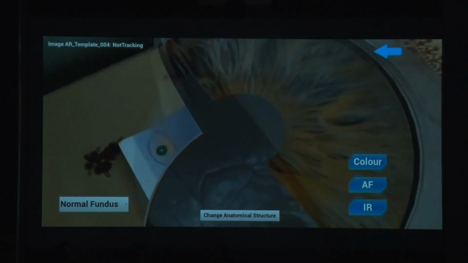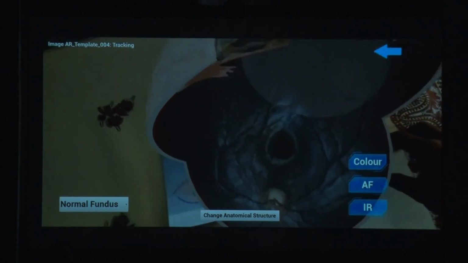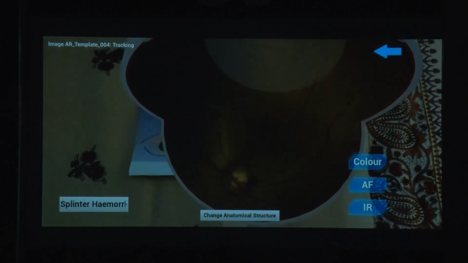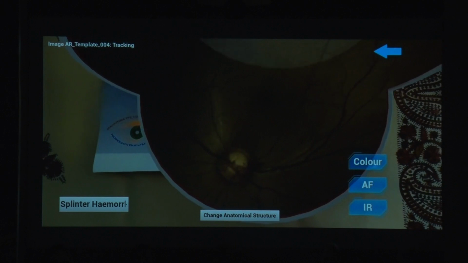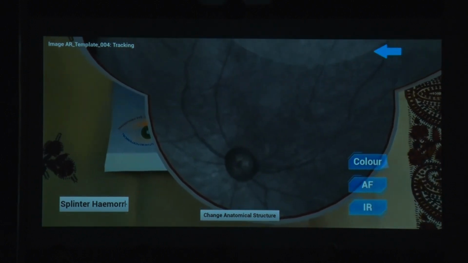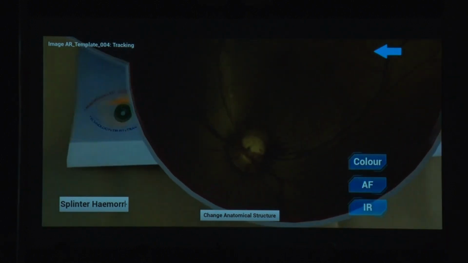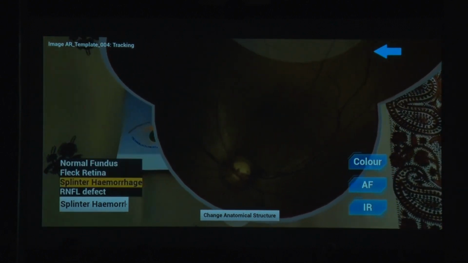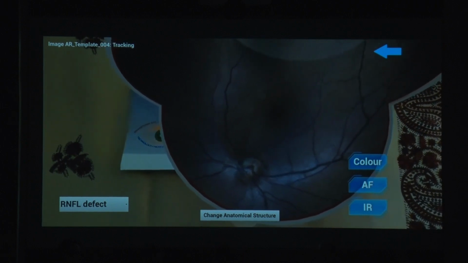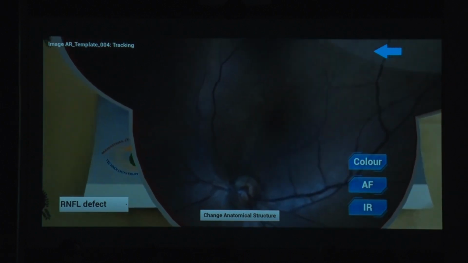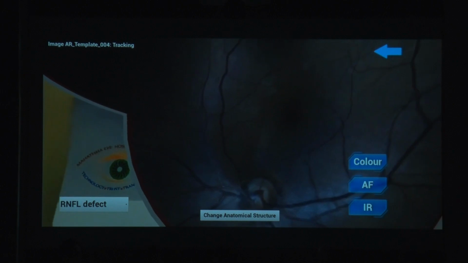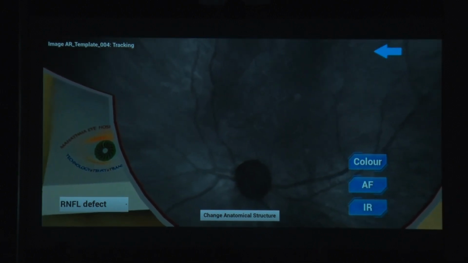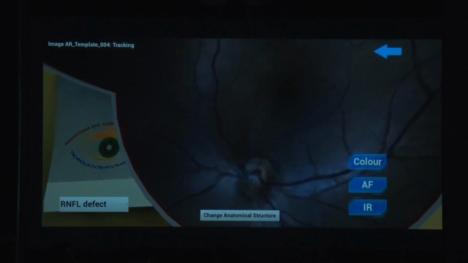By clicking on the splinter hemorrhage button, you can show how it looks in real time, which is a sign of glaucomatous progression, and the patient can be cautioned. Infrared images can also be accessed simultaneously. RNFL defects can also be shown to the patients in the augmented reality model. Multimodal imaging such as autofluorescence and infrared images can also be accessed simultaneously.